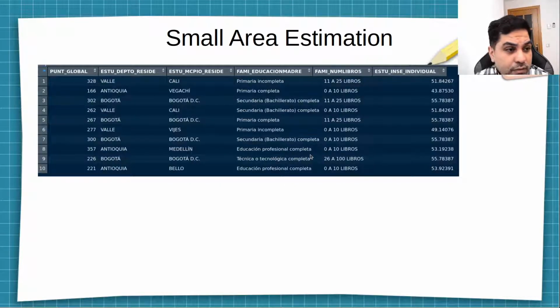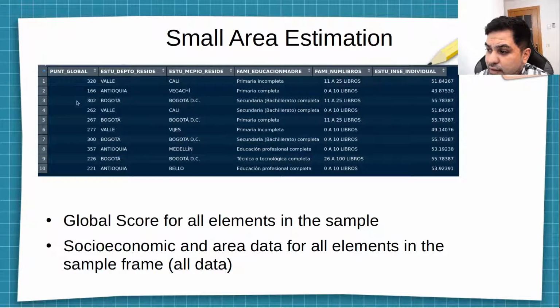When we calculate this, we see something like this: these are our global scores, and this is the area information. But we also have all this socioeconomic information that we are not yet using. And here we have to make a distinction. The socioeconomic information is part of the sample frame. That means that we have that information for individuals in the sample and individuals that are not in the sample. But the global score will only be known for individuals in the sample.